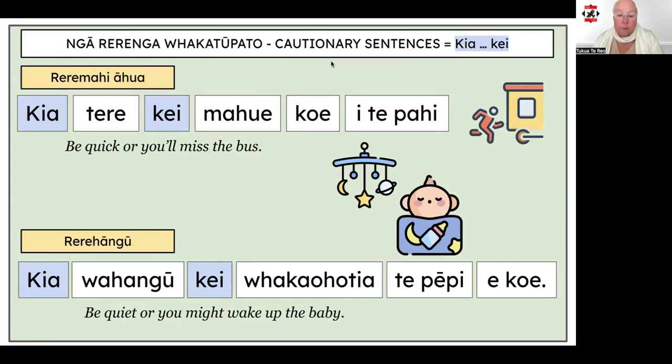The second example uses the rerehāngū with the tūmahi hāngū whakaohotia, awaken. Kia wahangū kei whakaohotia te pēpi e koe. Be quiet or you might wake the baby.